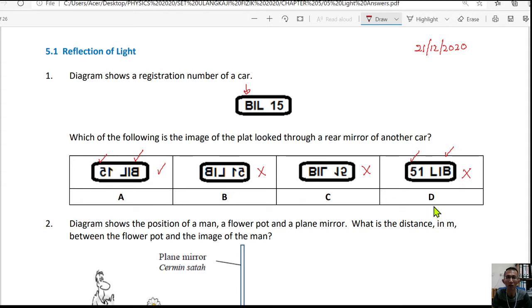But then look at this 5. This 5 is not laterally inverted, right? Even this L is also not laterally inverted. So that's why the answer here must be A.